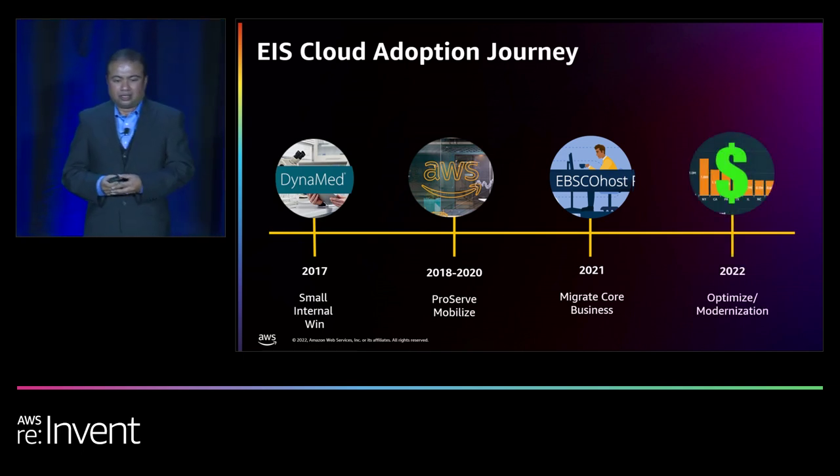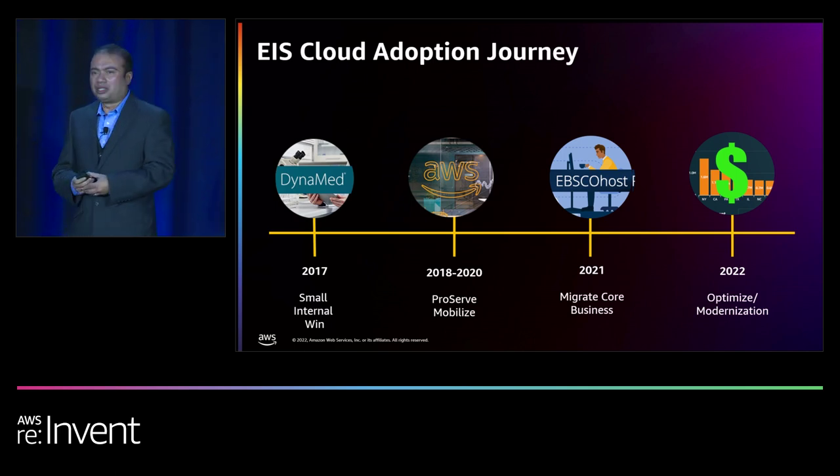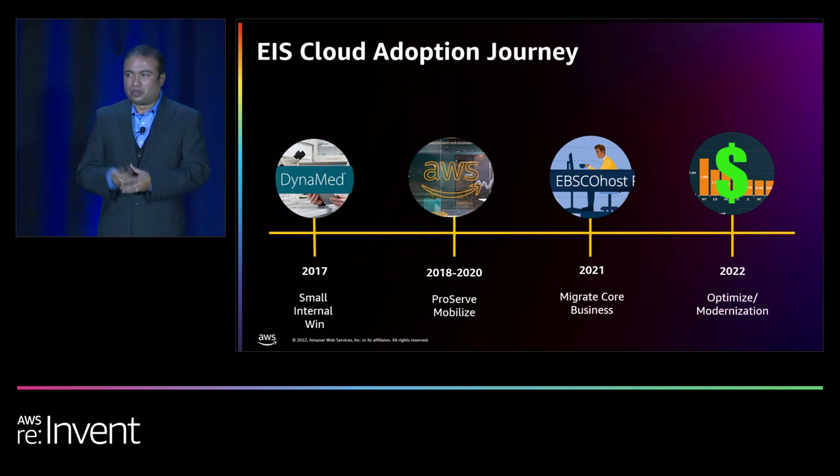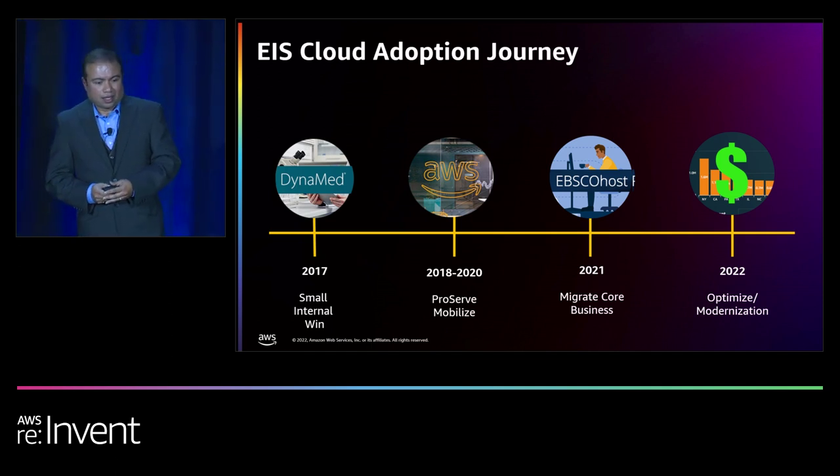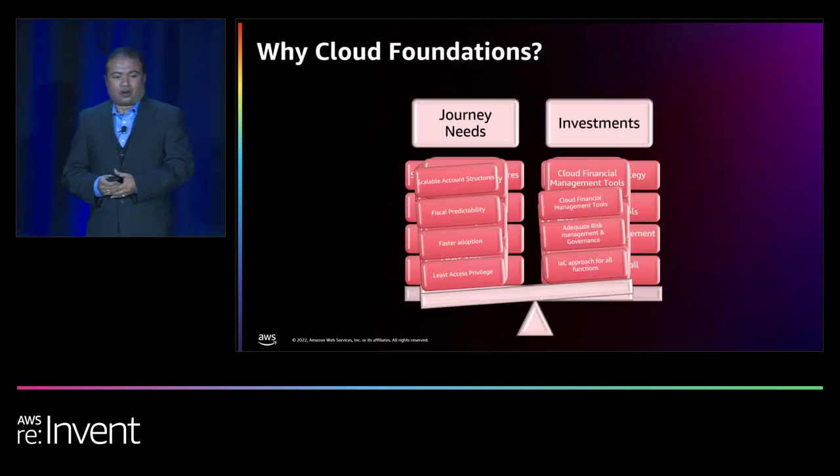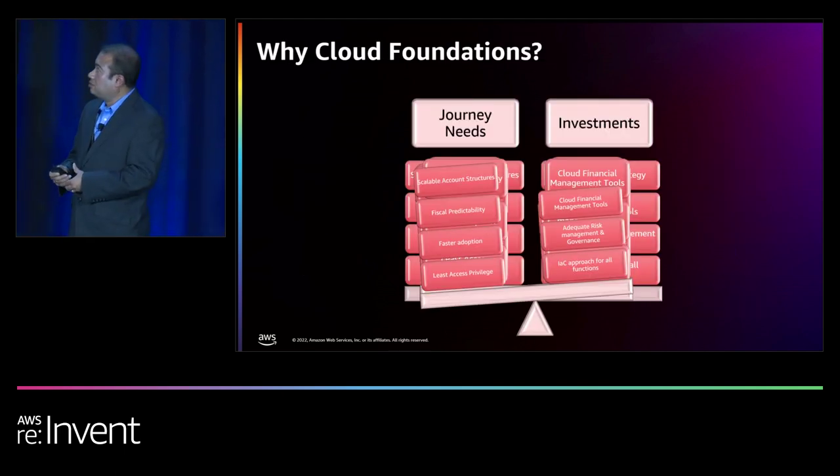Into 2022 and beyond, our key areas of focus have been optimization for cost, governance, and modernization of all the migrated workloads. In the coming years, we are greatly focusing on resiliency and sustainability, because those are the two key things that are going to help us grow more in the cloud environment. So why cloud foundations? Oh, that's interesting.